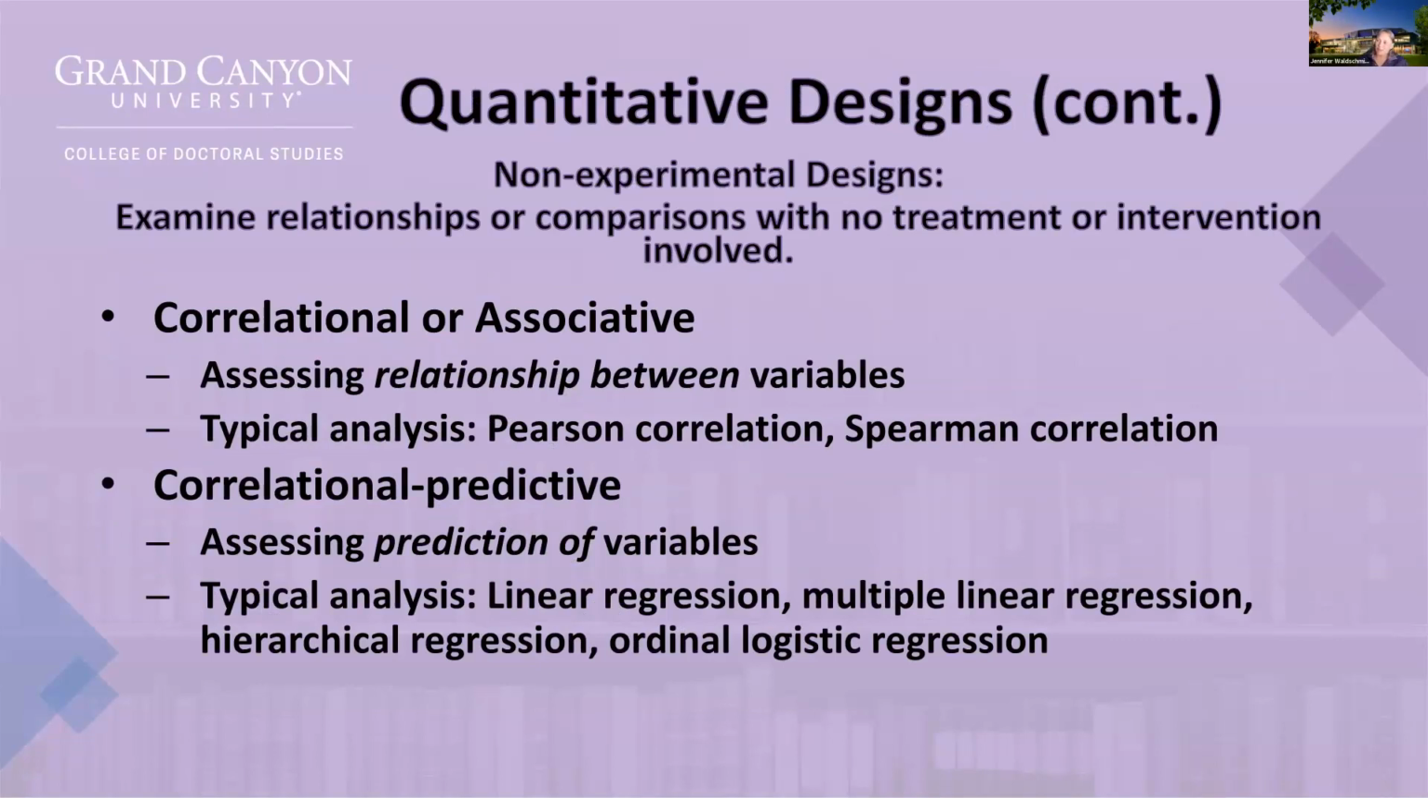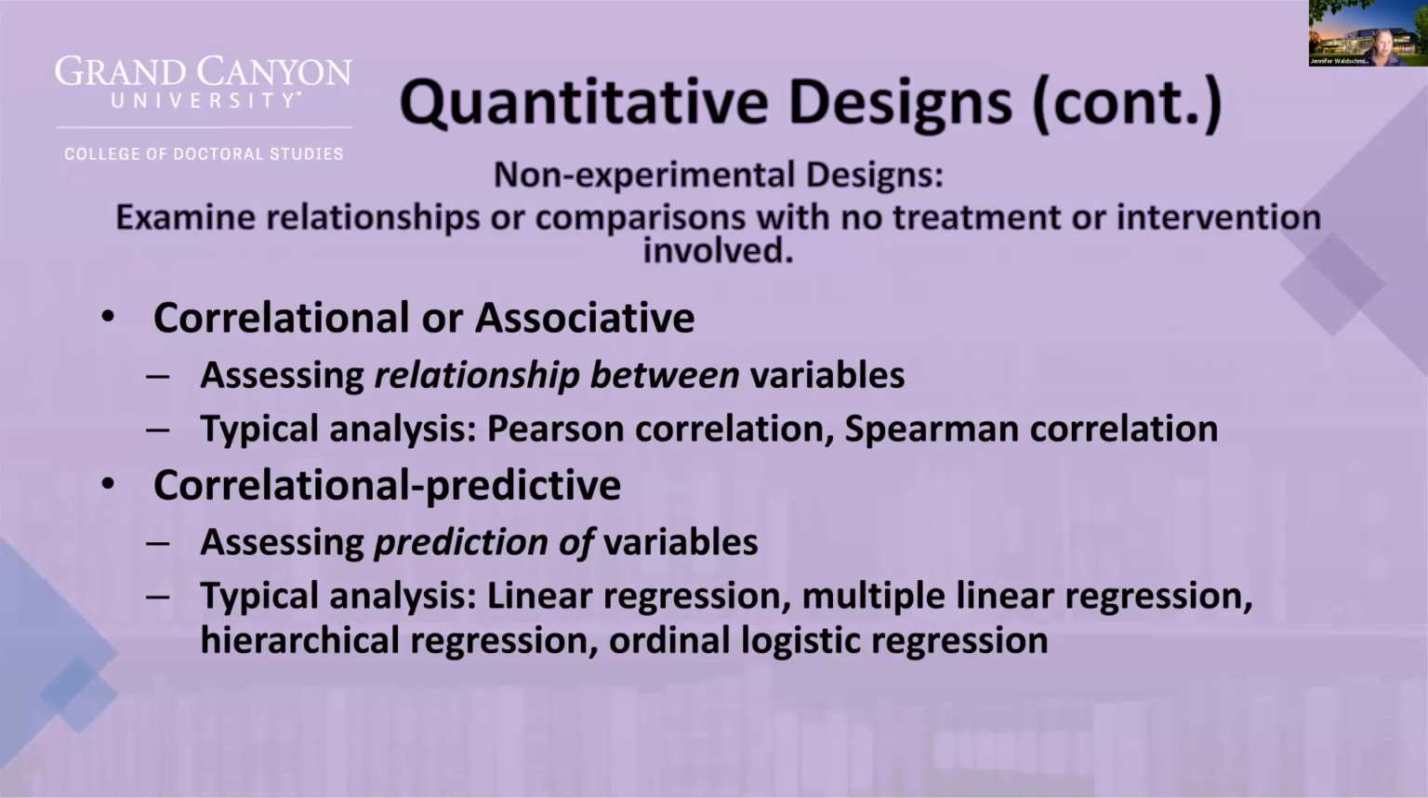The next set, the next four, are our non-experimental designs. So we're really looking at relationships or group differences. First, I'm going to talk about more of our relationship-oriented ones. So we're going to look at correlational or associative, which is where we're really looking at a relationship between variables. Typically, it's between two variables. So how does X correlate to Y?